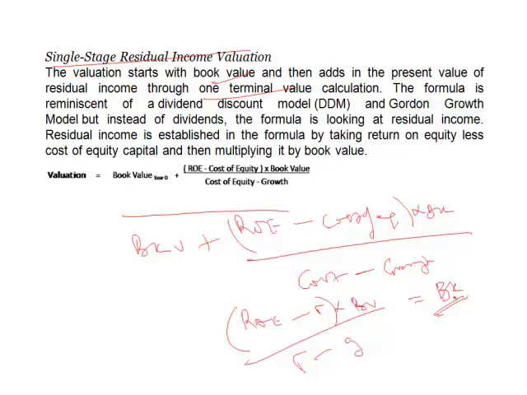Let me come again. I said if return on equity is equal to the cost of equity, understand? If ROE is equal to cost of equity, it means that this will be 0. So 0 times this one also is 0. It means that the residual income will be 0 and the valuation will be only book value.